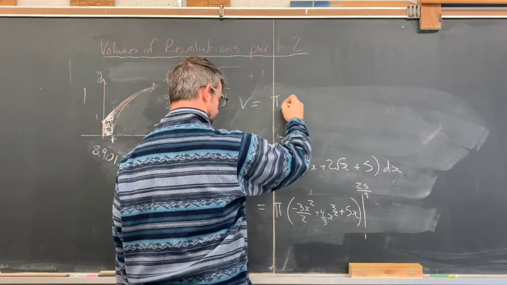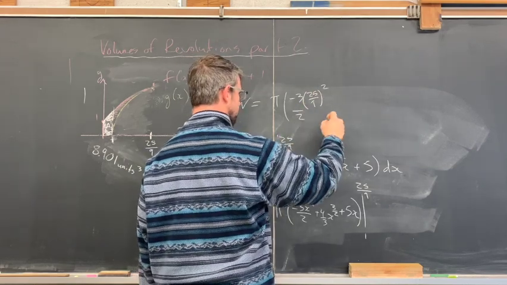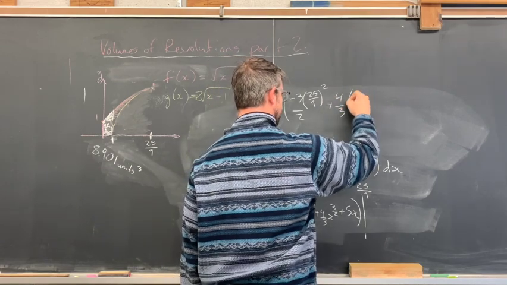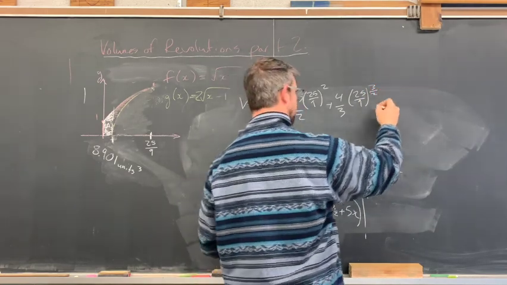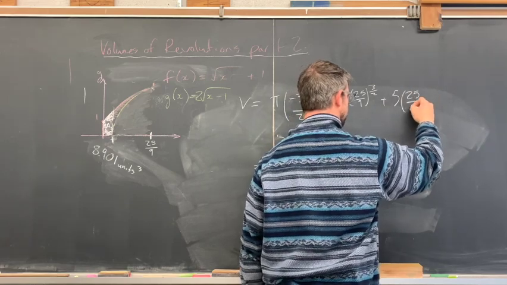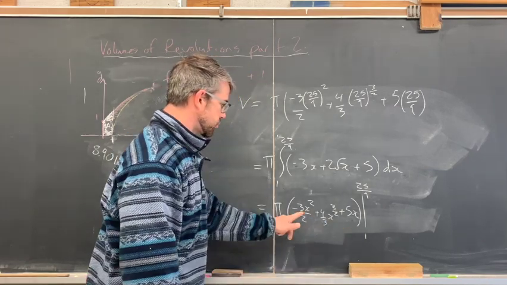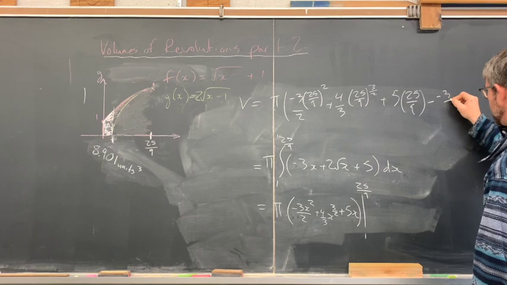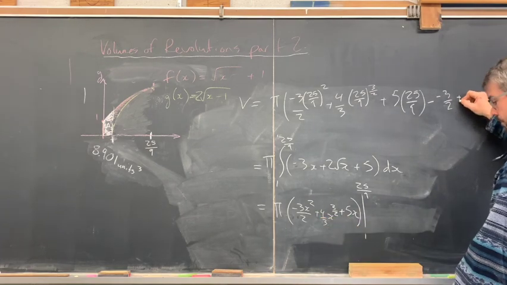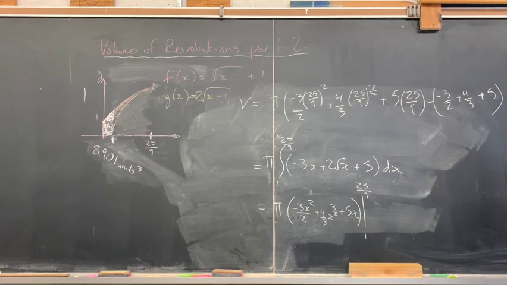So I have pi times negative 3 times 25 over 9 squared over 2, plus 4 over 3 times 25 over 9 to the 3 over 2, plus 5 times 25 over 9. So that's just going through the expression and substituting in 25 over 9. Now I'm going to go through the expression and subtract what happens when I substitute in 1. So when I substitute 1 into the first term, I'm subtracting negative 3 over 2. In the second term, I'm subtracting positive 4 over 3. And in the last term, I'm subtracting positive 5. So that's substituting in 1 for each of my x values.